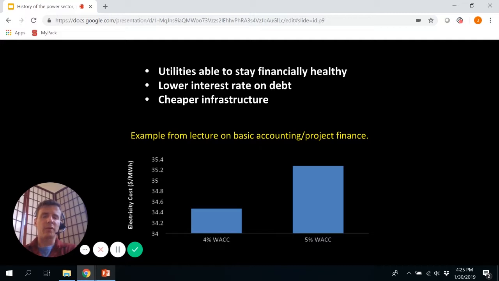So this figure at the bottom here shows you what the dollar per megawatt hour cost of electricity was for that example coal plant using a 4% weighted average cost of capital versus a 5% weighted average cost of capital. The higher average cost of capital, so the combined interest rate on debt and return on equity for shareholders, the higher that is, the higher the price of the electricity has to be in order for the utility to make its money back. So staying financially healthy is a way to lower electricity prices for customers.